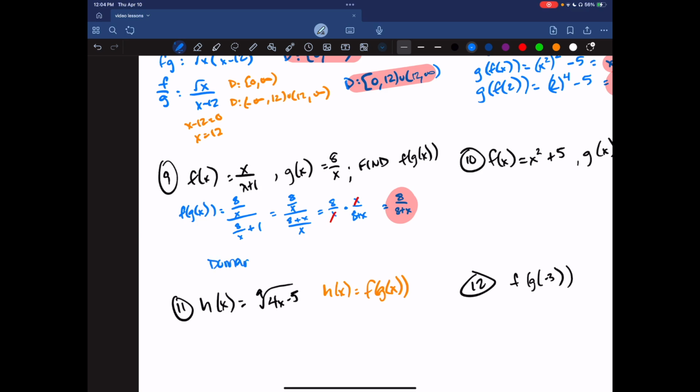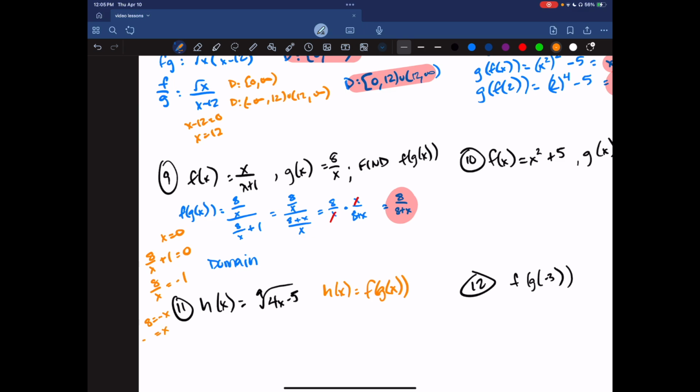Nothing really matters until I start to plug in. When I plug in and I get 8 over x plus 1, you set both of those equal to 0 and solve. Obviously, on top, x is just 0, so I know that x can't equal 0 there. And then 8 over x plus 1 equals 0. That's going to be 8 over x equals negative 1. So 8 equals negative x.